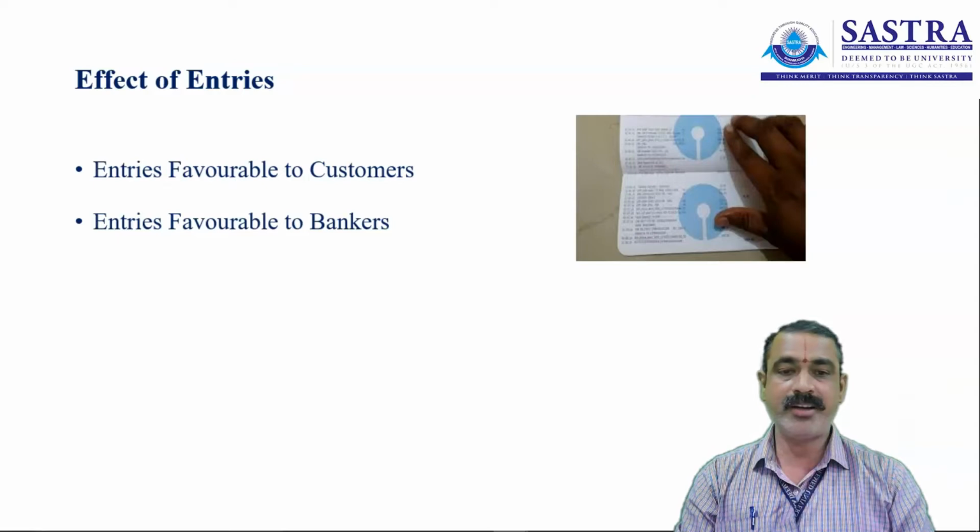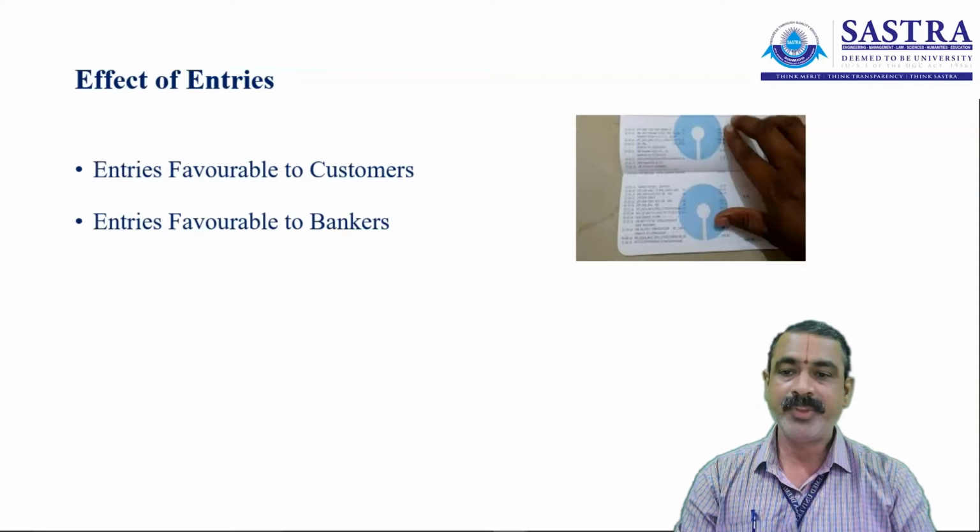If the banker dishonors such checks, he will be liable to the customers for wrongful dishonor. These are all the favors to the customers because of the entries made in the passbook. And what are the entries favorable to bankers? This is what also to be seen simultaneously. The entries in the passbook are considered to be advantageous to the banker.